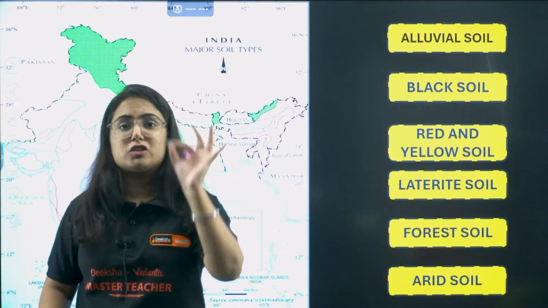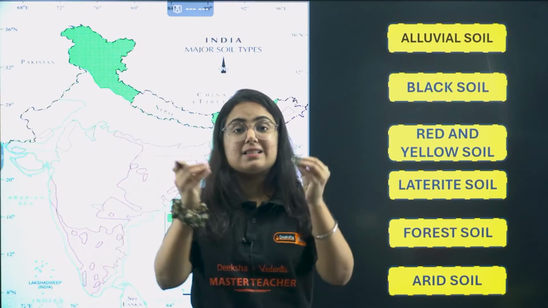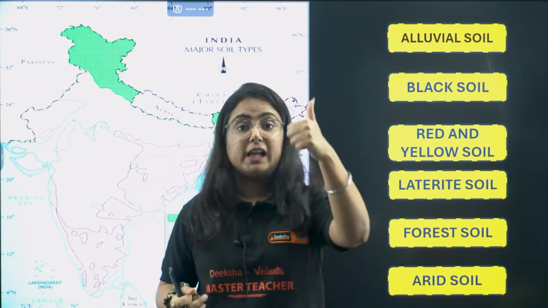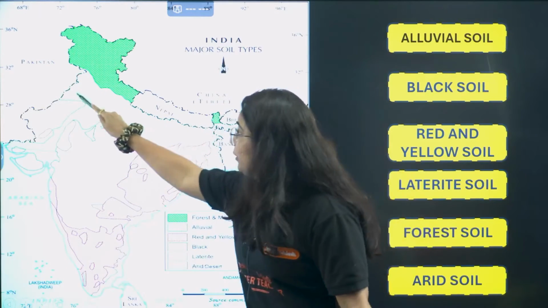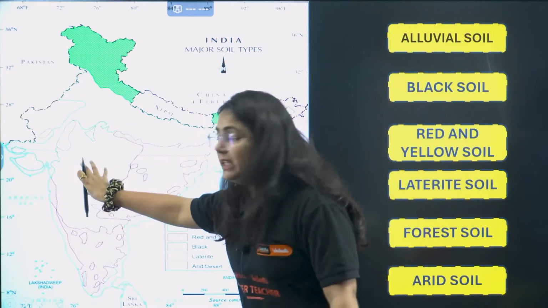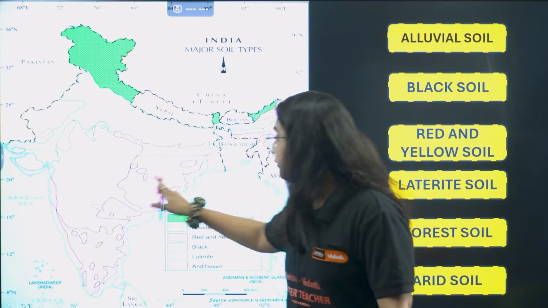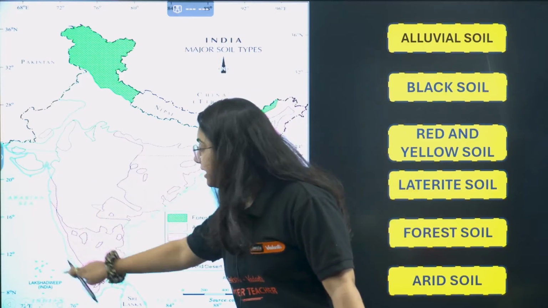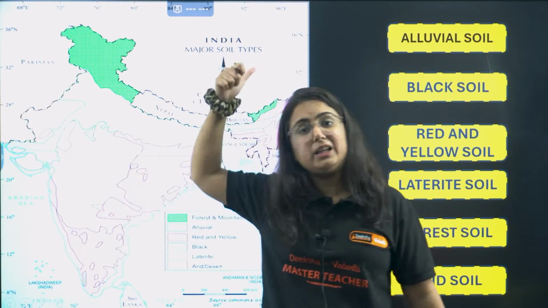Talking about major soils of India, we know in India there are 6 types of soil. They are alluvial soil. You can see this alluvial soil in the northern plains of India. Then we have black soil in the region of Maharashtra. We have red and yellow soil, laterite soil, arid soil and the forest soil.